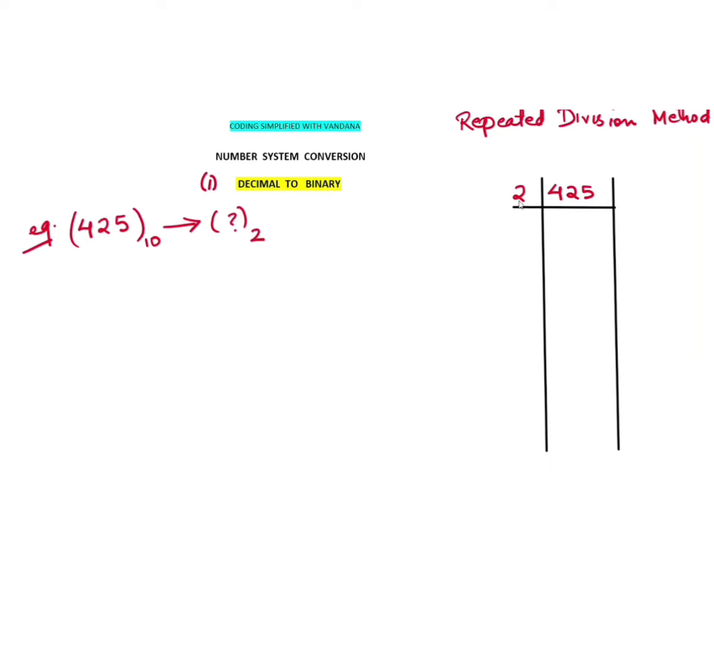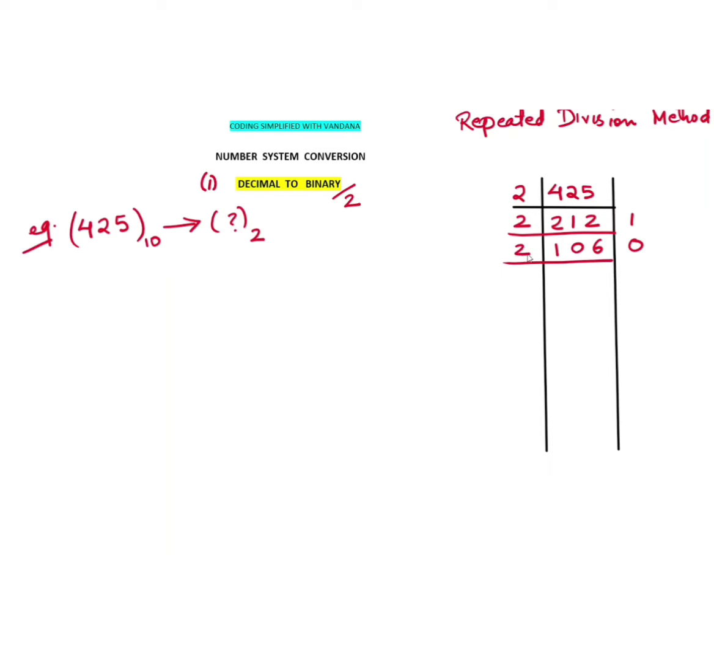Now, why are we dividing by 2? Because it has to be converted to binary and the base for the binary number is 2. So that's the importance of this 2 over here. Let's start dividing. So this becomes 212 with 1 as a remainder. I'll continue this process, again divided by 2. So this becomes 106 with the remainder 0.